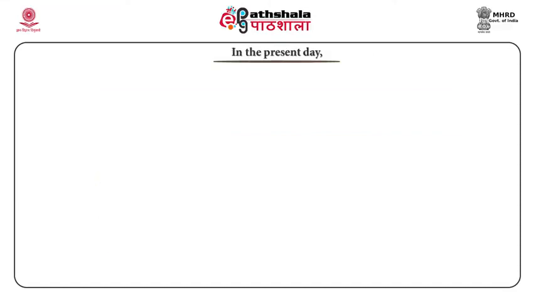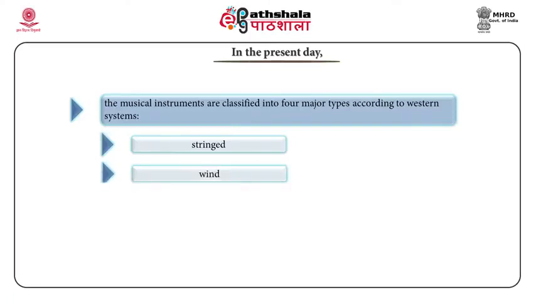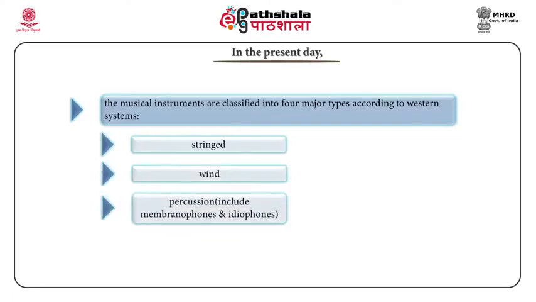In the present day, musical instruments are classified into four major types according to Western systems: stringed instruments, wind instruments, percussion instruments, which include membranophones and idiophones, and the fourth category, electronic instruments.